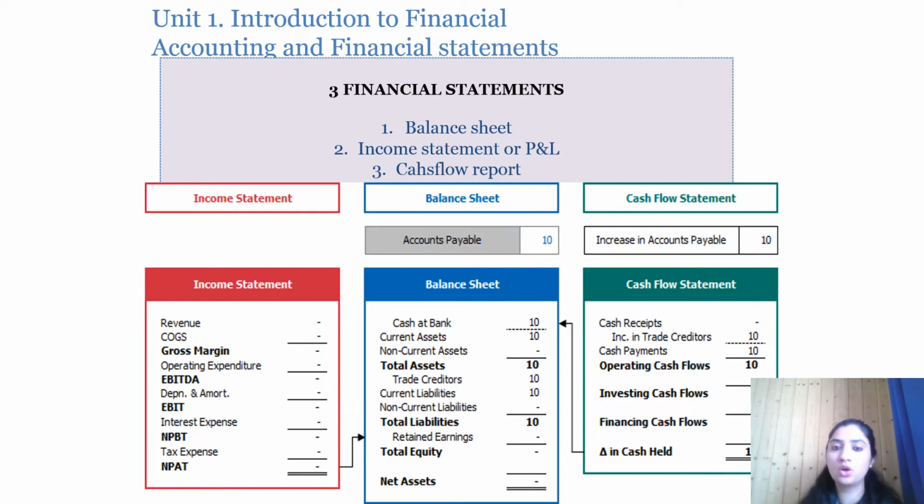So now we will talk about financial statements. There are three statements that you are looking at. First one is the income statement, another one is the balance sheet, another one is the cash flow statement. These statements are interlinked with each other. Whatever information we get from the income statement appears in the balance sheet, and the information we get from the cash flow statement also depicts in the balance sheet.